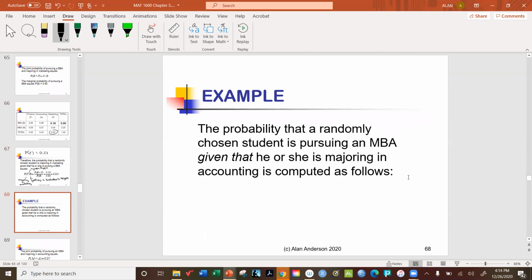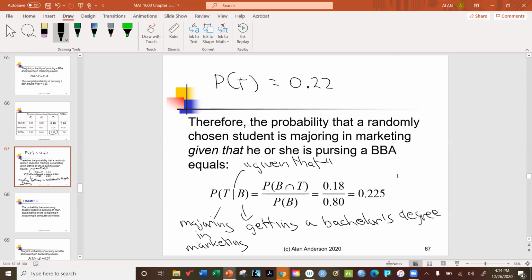Now, in all these cases, if you notice, what we are doing is taking the joint probability of these two events, T and B, and then we always divide by the marginal probability of this event. And that's how all of these conditional probabilities are calculated.